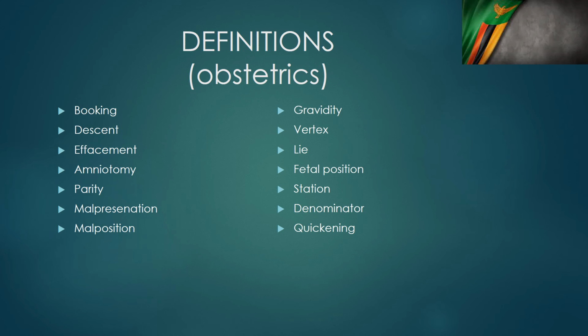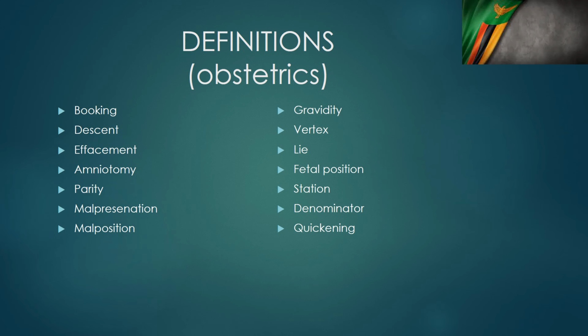Amniotomy is a kind of surgical rupture of the membranes. You can use an amniotomy hook, you can use a Kocher's forceps, that is called amniotomy. It's breaking of the membranes. Parity is the number of pregnancies that have gone beyond fetal viability, regardless of the outcome.